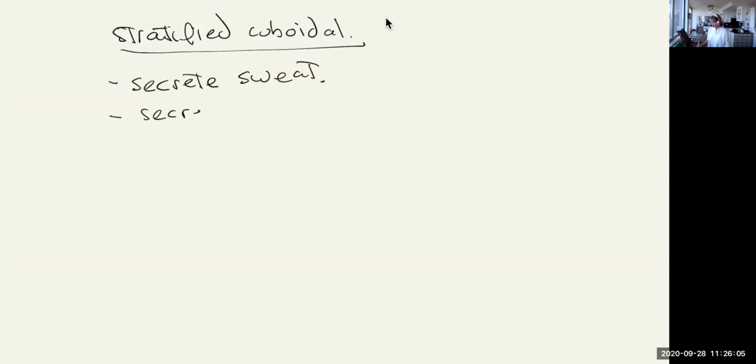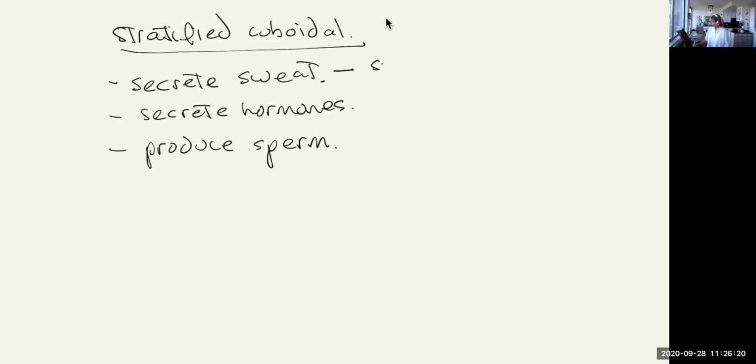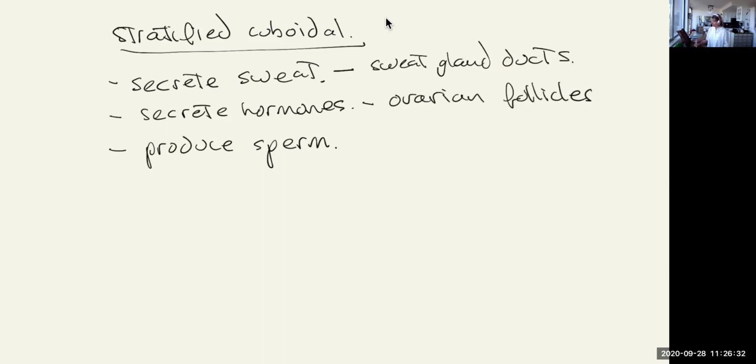They secrete hormones and produce sperm. So they're found in sweat gland ducts. They're found in ovarian follicles. They secrete many of your hormones during pregnancy, for example. And sperm is produced in seminiferous tubules in the testes.